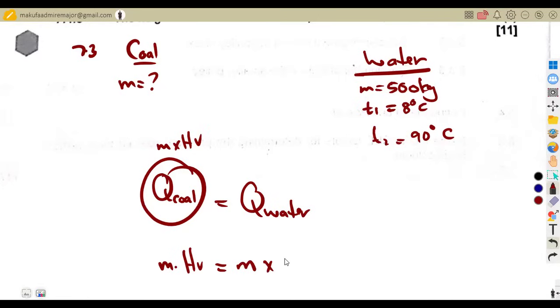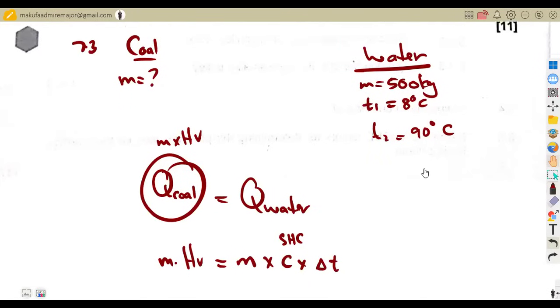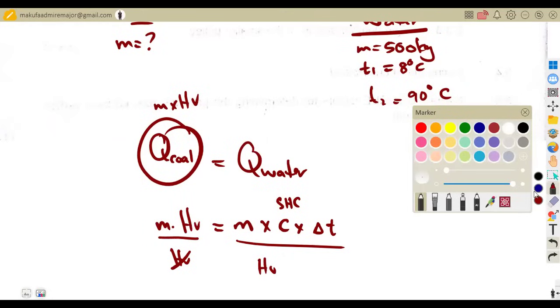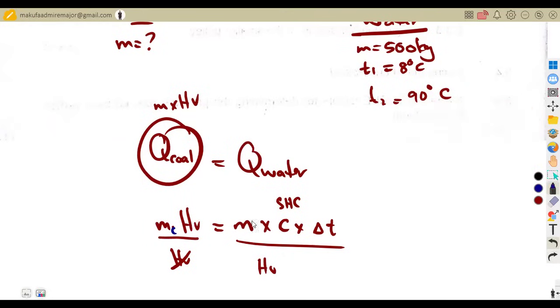If you check from our calculations, we're going to need the specific heat capacity of water times the change in temperature. So in this case, to obtain the mass of coal, we can simply divide by the heat value of coal. Remembering this m here is for coal, let me just write it as mC to represent the coal. Or you can calculate this separately, get your answer, then divide.